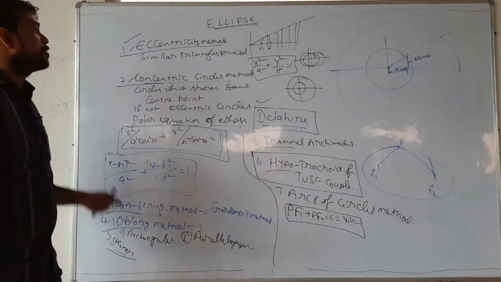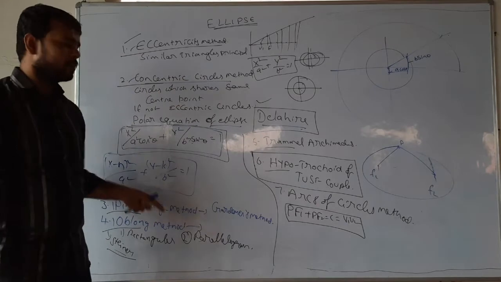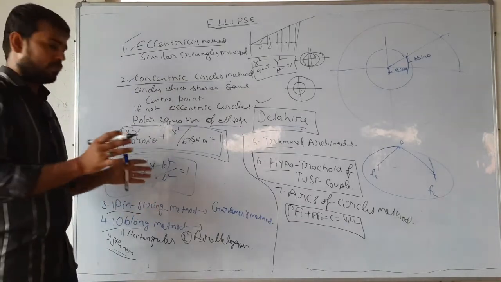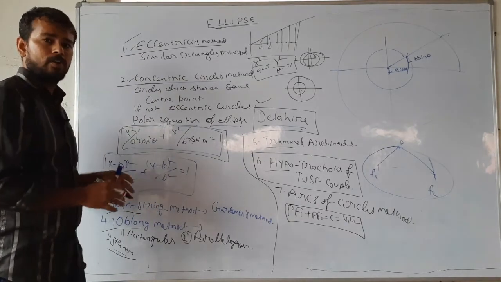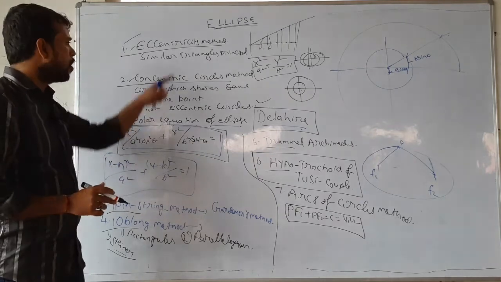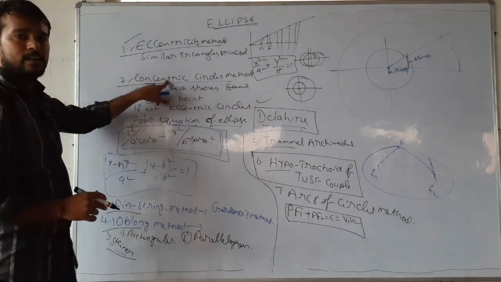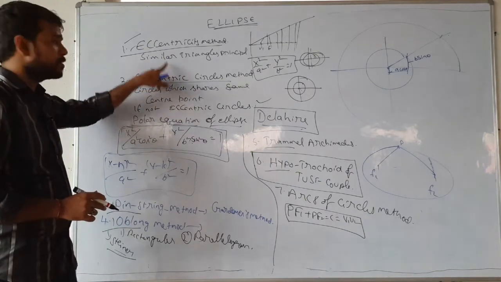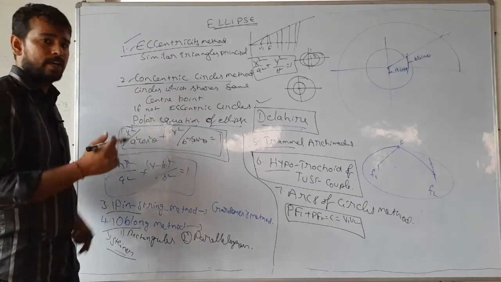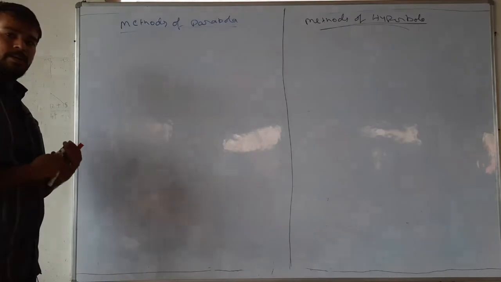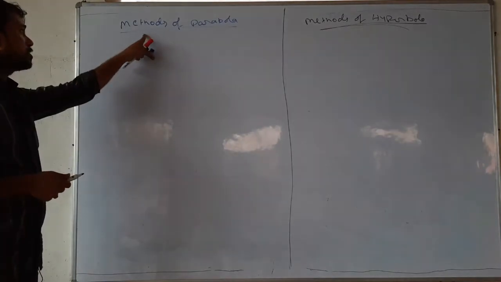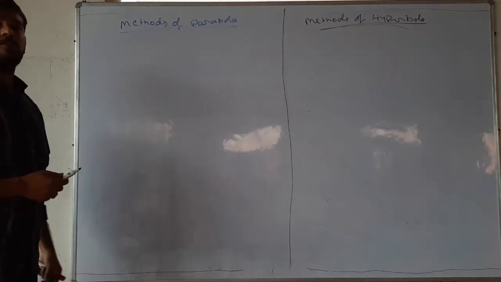So this is about the ellipse and how to draw it. Now you know about all these methods. I will give all the method links in the description. Now we will see the methods of parabola and the methods of hyperbola.